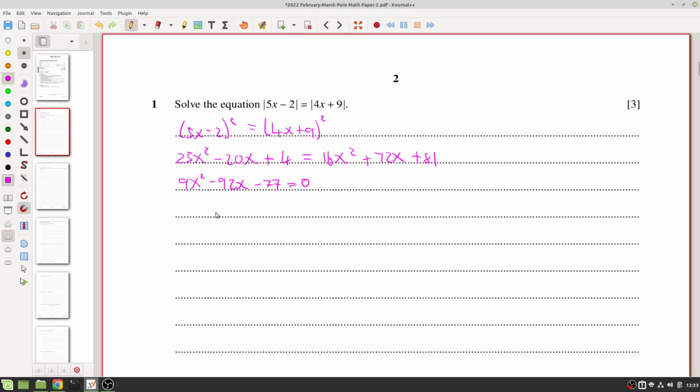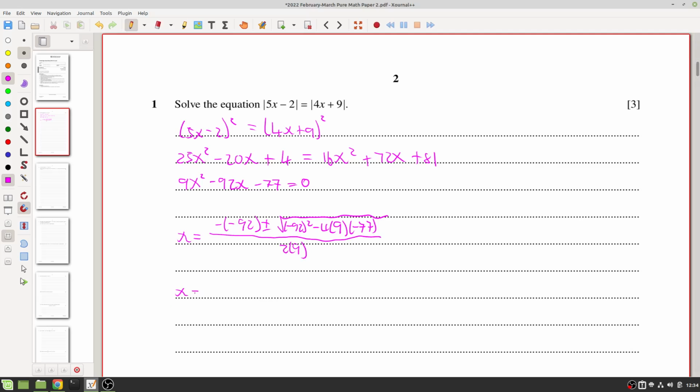Now from here we can either factorize or do completing the square, or we can use our quadratic formula. And for this one, the numbers look quite big, so I think the quickest way here is just to use the quadratic formula. I'm going to write the whole thing out first, so negative 92. Let me actually do that so we can see the negative better. So x equals negative b plus or minus square root of b squared minus 4 times a times c, all of that over 2 times a.